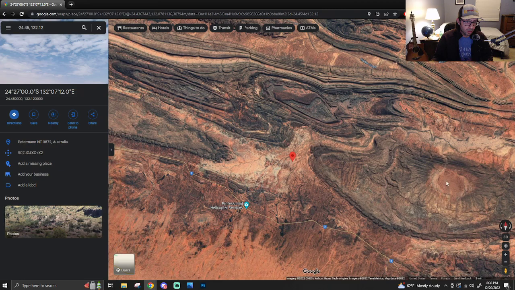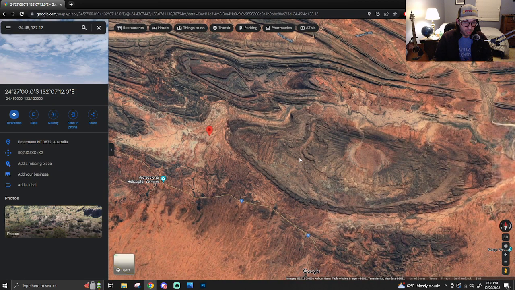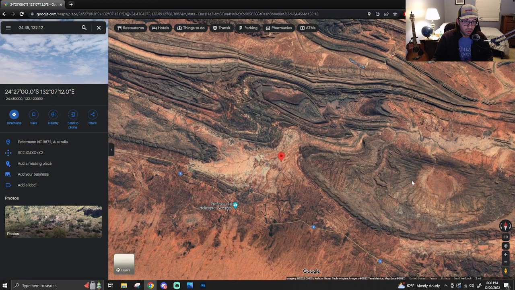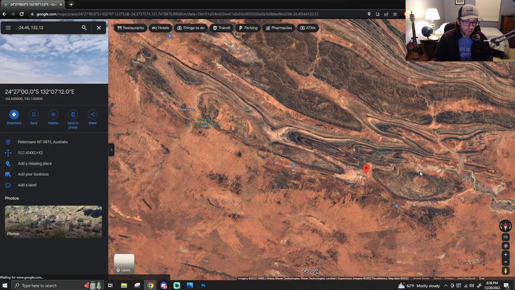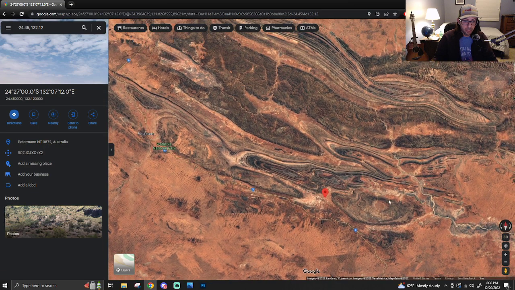That's interesting. Above it is like a basin looking structure of a ring, atom type thing.